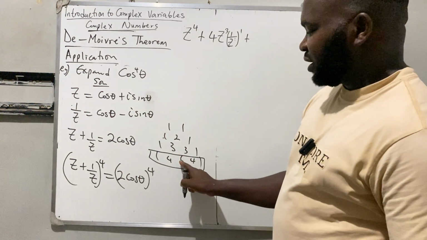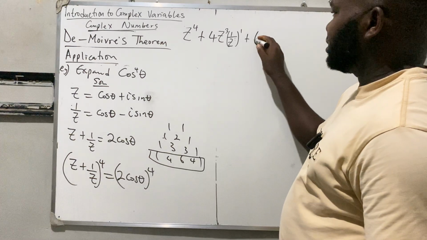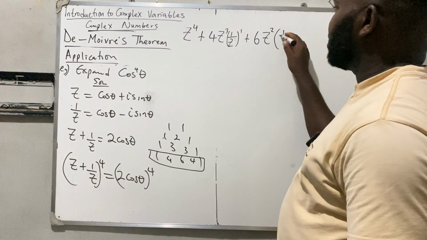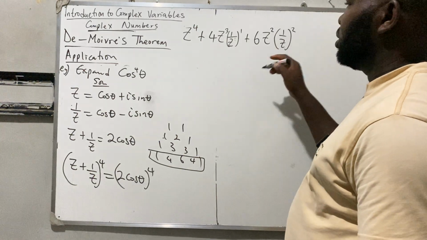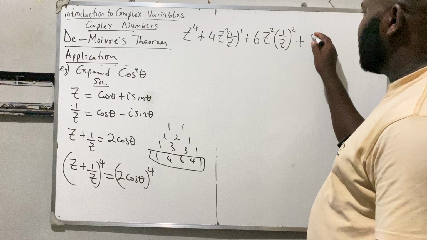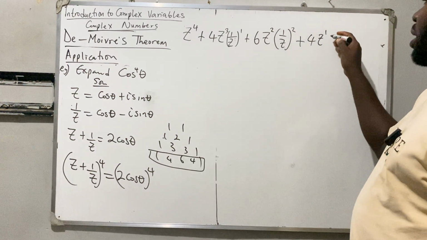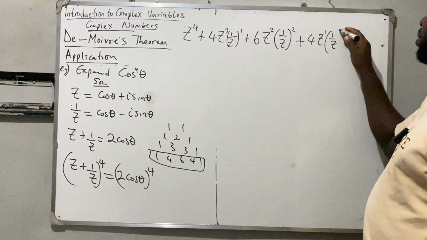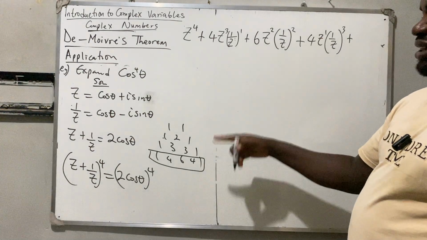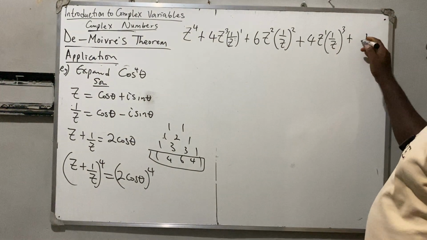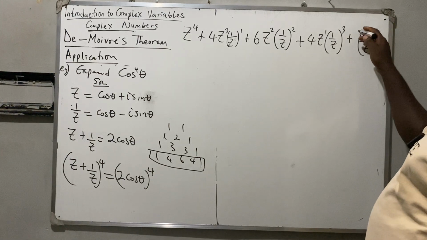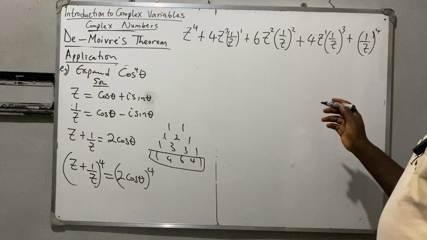The next coefficient is 6. The z will now be raised to power 2, while the 1 over z will also be raised to power 2. This one will be reducing, this one will be increasing. The next one is 4, so z will be raised to power 1, while 1 over z will be raised to power 3. Then finally, 1 times anything is the same thing, so I just have 1 over z raised to power 4. The other one would be z raised to power 0, which is still 1, so I ignored that.